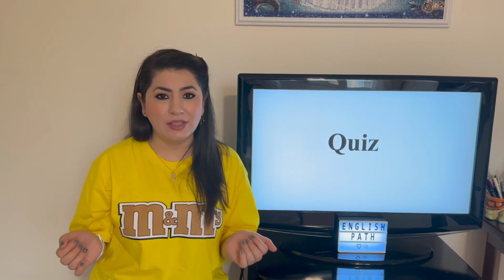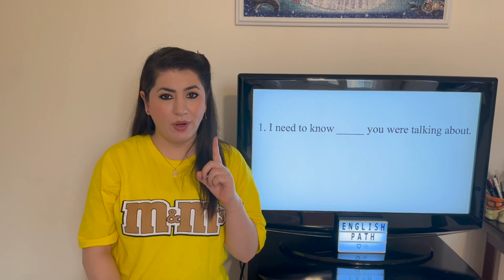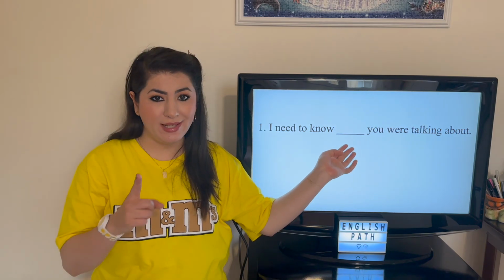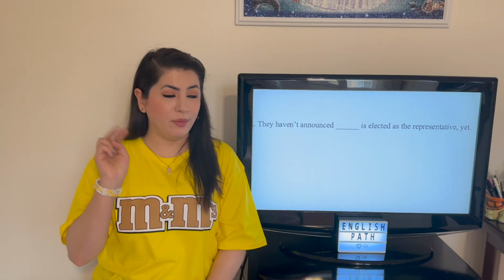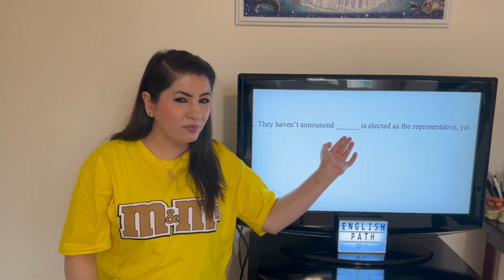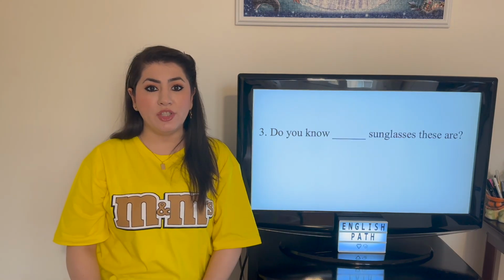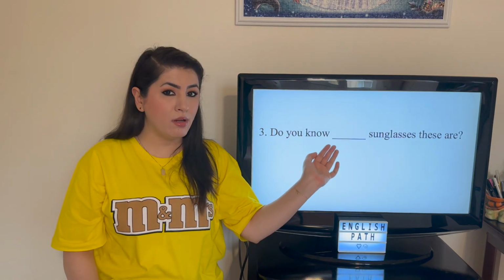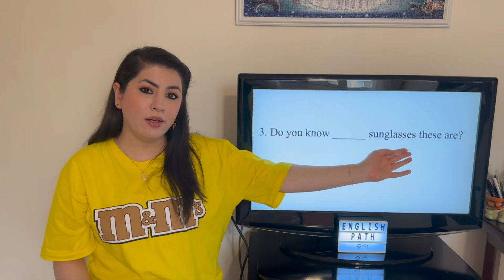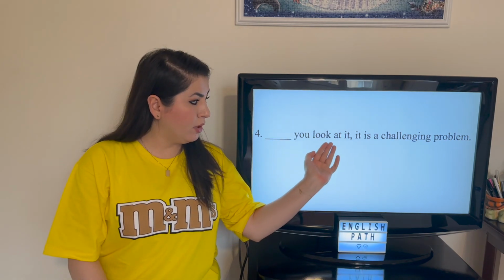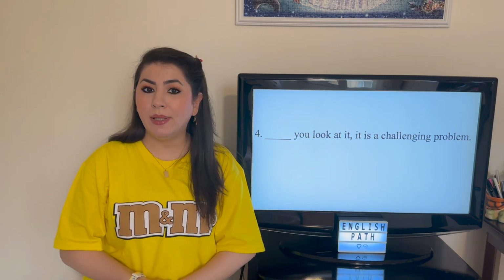I've prepared a teeny tiny quiz here for you, and you can write the answers in the comments. I'll check them and tell you how many you got right. Question number 1: I need to know you were talking about. That's a person. Question number 2: They haven't announced is elected as the representative yet. Again, a person. Question number 3: Do you know sunglasses these are? And question 4, the final question: You look at it, it is a challenging problem.